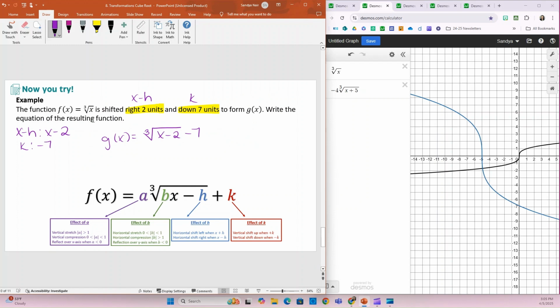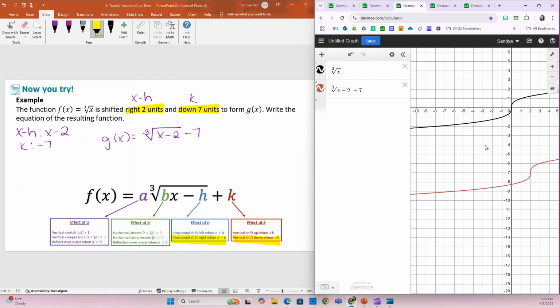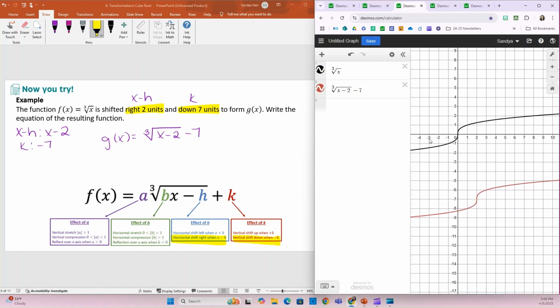So here it says the cube root of x is shifted right 2 units and down 7 units. So right 2 units means we have one of those x minus h situations. And then down 7 units means we have a minus k. So when you write the equation of the transformed function, we have g of x equals the cube root of (x minus 2) and then minus 7. So when we go ahead and graph that in Desmos, you can see that this graph has been shifted to the right 2 units and down 7 units.